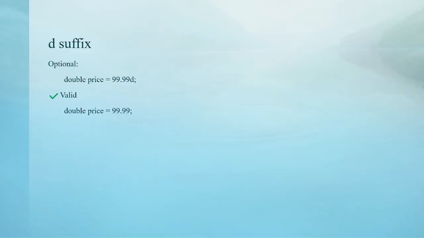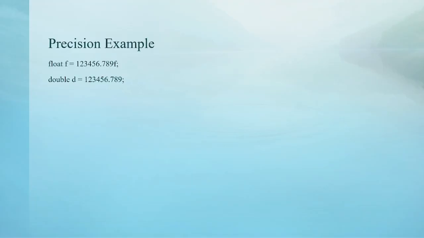In case of the float, if you want to represent the decimal value as a float, F is compulsory, we need to add it as a suffix to the value. But in case of the double, D is optional. So this is the main difference. Java treats decimal literals as double by default. For a float, F is required, and for double, D is optional.